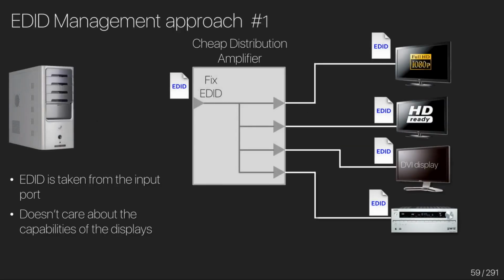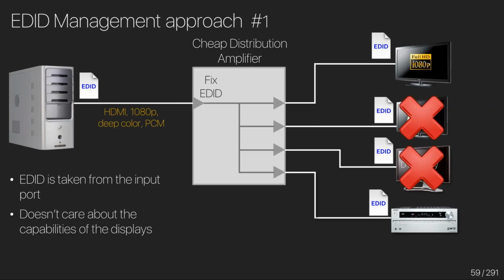Let's take an example of having a 1:4 DA, and in this kind of product, there are different approaches to EDID. The first approach would be just to have a fixed EDID on the input device. This EDID is fixed. It doesn't care about the capabilities of the display. So when we connect up our source device, it reads the EDID. It says, okay, I can send 1080p with deep color and PCM audio. And in this system, we've actually only got 2 devices that will support this signal. Our HD Ready TV and our DVI only display can't read the signal. And you can't do anything to fix this because you can't change the EDID.